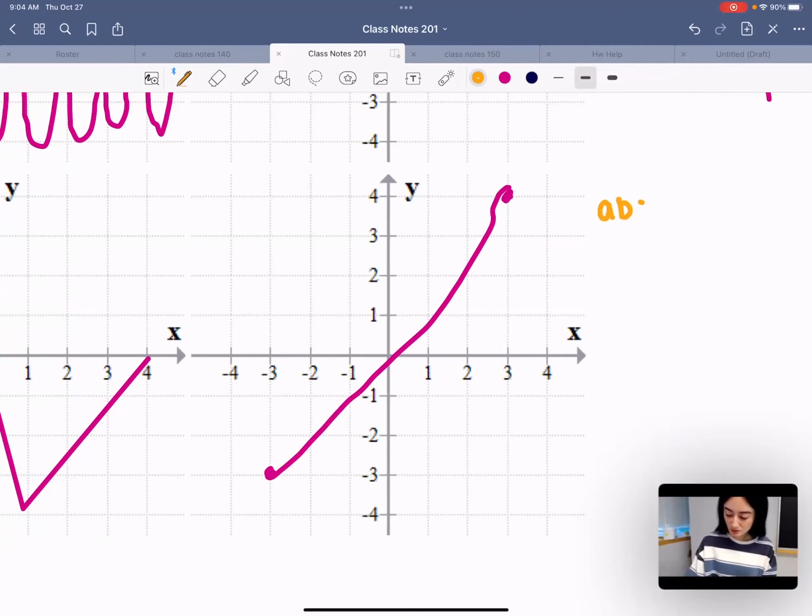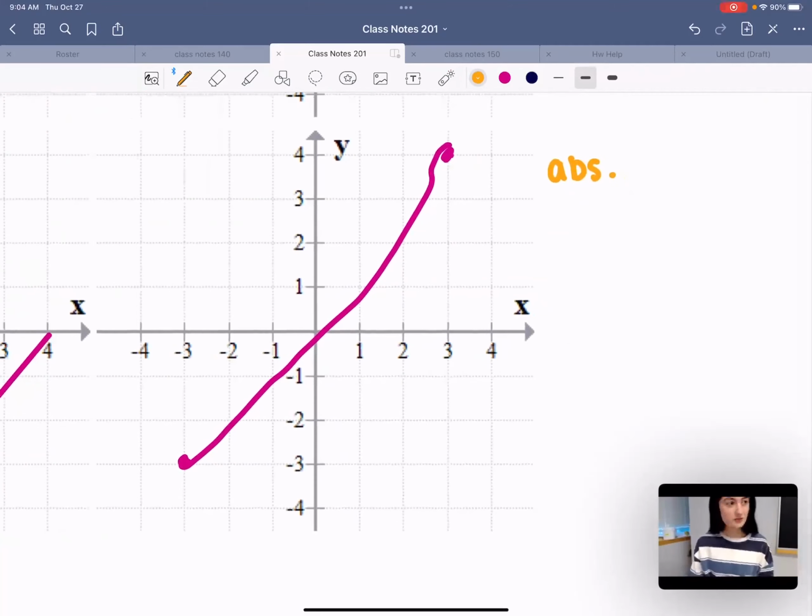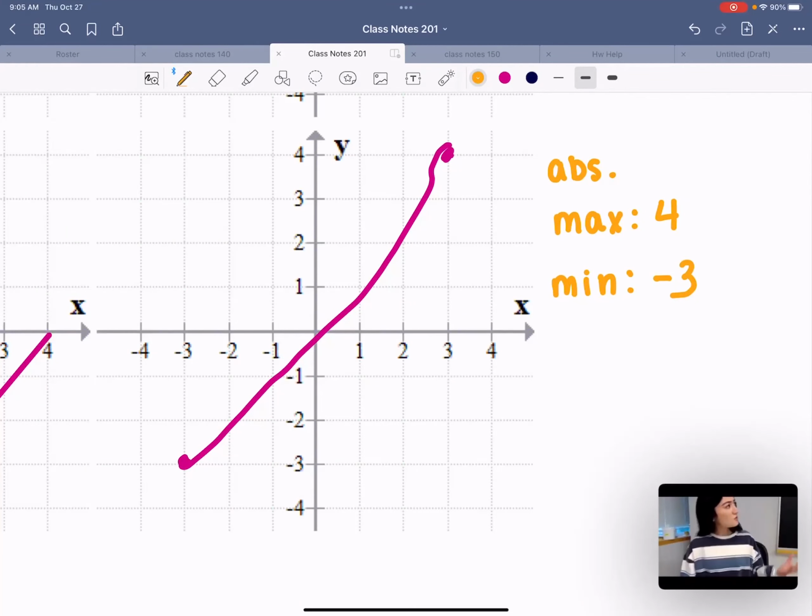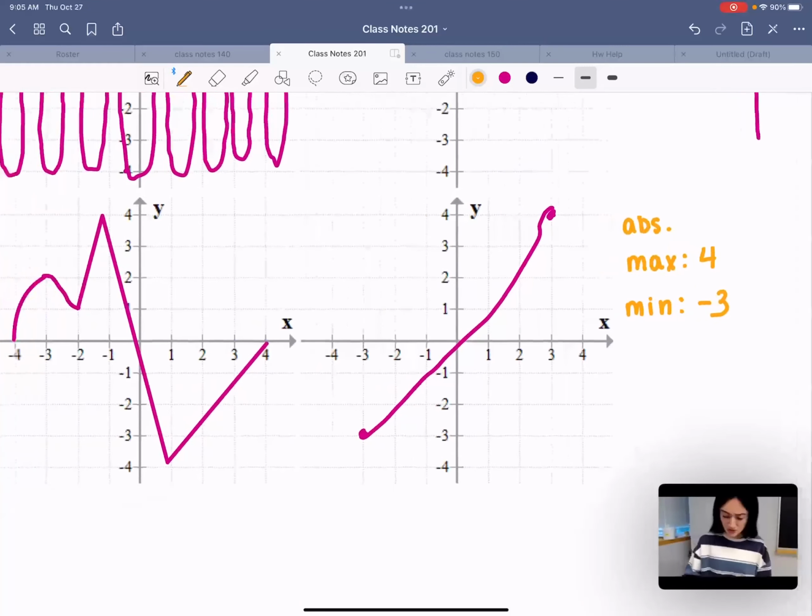On this function here, the one that's a straight line, what's the absolute maximum? 4, good. And remember, when we talk about maximums and minimums, we're always writing a y value. So we're not going to write 3. Now, there can only be one absolute max, or at most one. What's the absolute min? -3, good. That's a basic function, but really nice job writing that one out.